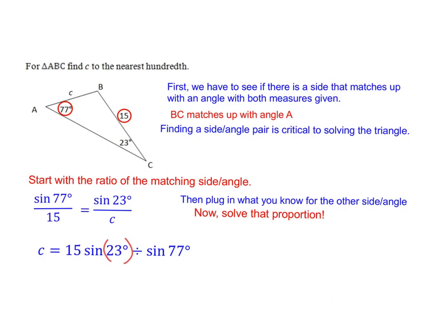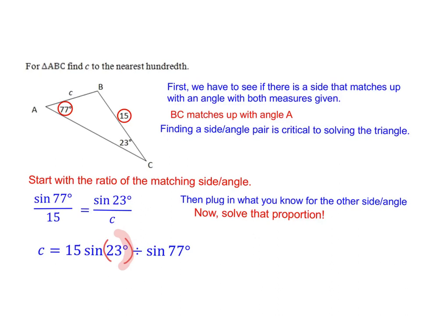Now, here's the thing. I really want to emphasize this parenthesis. When you type that in your calculator, you have to be sure to close the 23. And here's why. If you leave this parenthesis out, and this all slides inside, the calculator will find the sine of 23 divided by sine of 77.